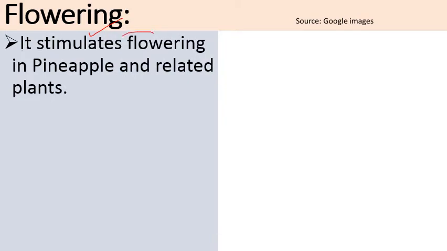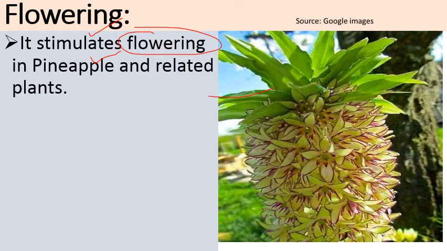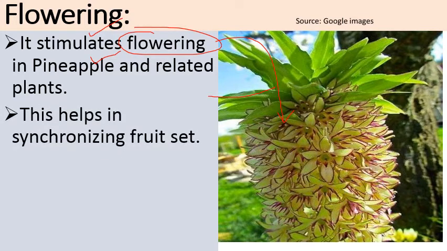The next important physiological response of ethylene is that it induces flowering in some plants like pineapple, which helps in synchronization of fruit set. So uniformity comes at the time of flowering, and similarly the fruits form in a synchronized manner. So it stimulates flowering in pineapple and related plants. This is the pineapple plant which shows flowering, and it is induced by ethylene. So this helps in synchronizing the fruit set. Uniformity comes at the time of fruit setting. So this is the important role of ethylene.